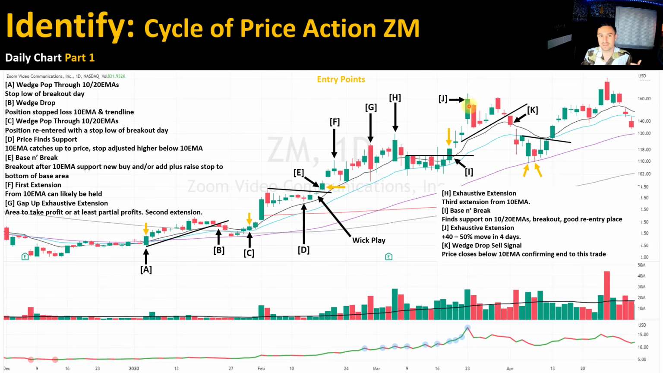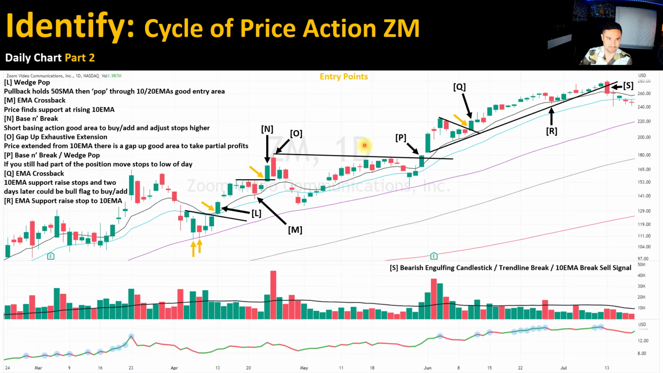Then at J, you get another exhaustion extension, and then at K, you get the wedge drop, and you also lose this downwards trend line. But then you see how the stock finds supportive action around the 50 SMA. So that's where you can look for the reversal extensions on the lower time frame. Let's keep going. So at point number L, this is our wedge pop.